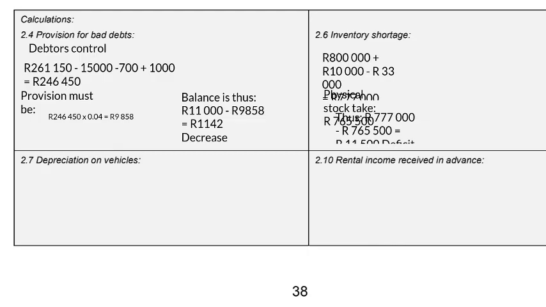Depreciation on vehicles. We first start with our vehicles that remained unchanged. So we take our cost price of 290,000 Rand, minus the accumulated depreciation of 132,000 Rand, and times it by 20% for the whole year to give you 31,600.